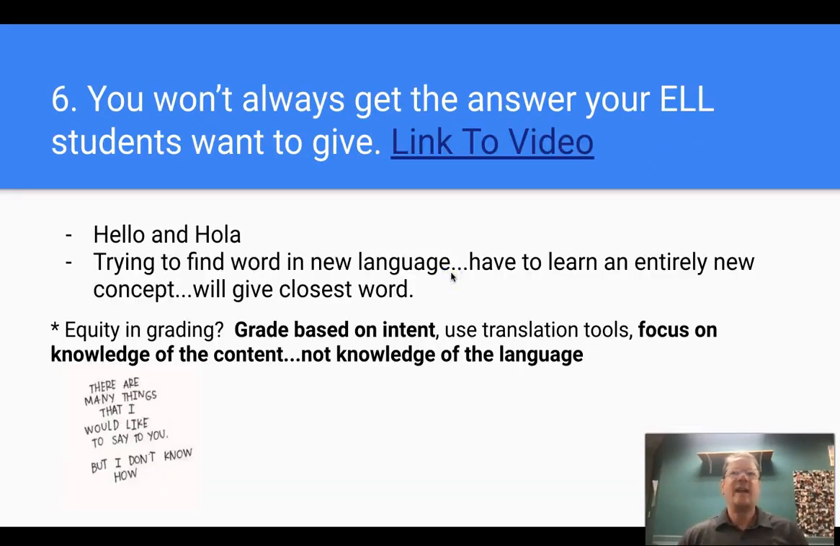And because of that, your EL student may not always give you the answer that they want to give you. They can understand a concept and understand the content if it were in their native language. They have all these great ideas, but they're trying to say it to you in English, not having the English words to express it. So they're doing their best.